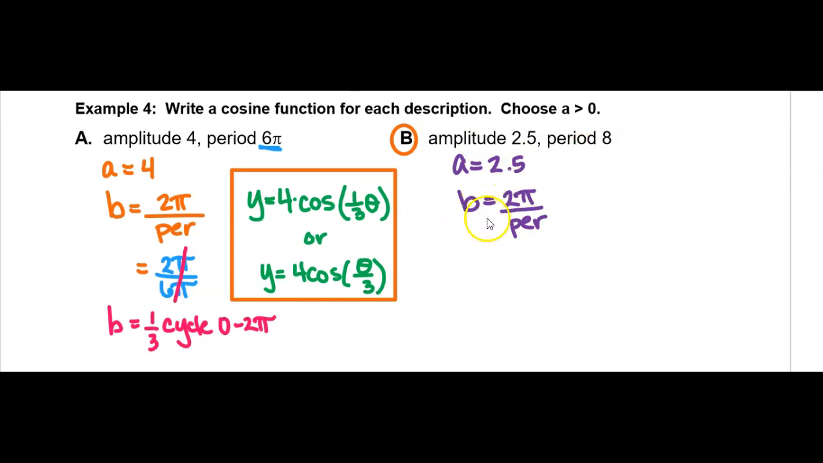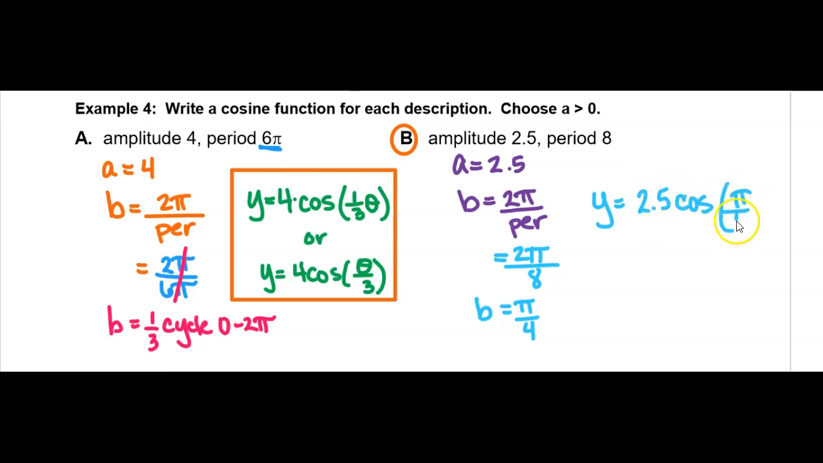So to get your B value, you're going to do 2 pi divided by your period of 8. So we're going to have 2 pi divided by 8, which is going to reduce to pi over 4. So you're going to get pi over 4 cycles between 0 and 2 pi. Did you get that? I know it's kind of a weird looking answer. So our final equation is going to be y equals 2.5 times the cosine of pi over 4 times theta.